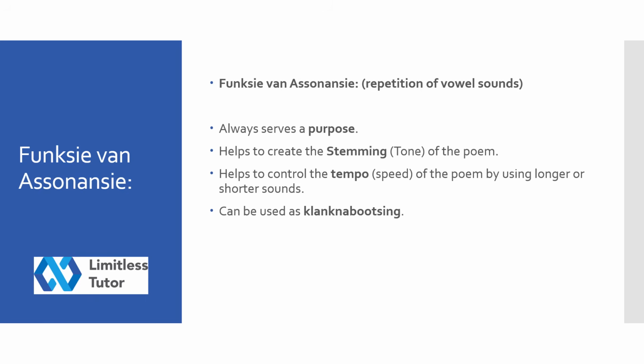Okay, the functie of assonantie. So the function of assonance. The function of assonance, the repetition of vowels, it always serves a purpose as well. It helps to create the tone of the poem. It helps to control the tempo, the speed. As I just gave you an example, if we use like double or twin vowels, it slows down the speed. Okay, and it can also be used as klanknabotsing, so onomatopoeia.